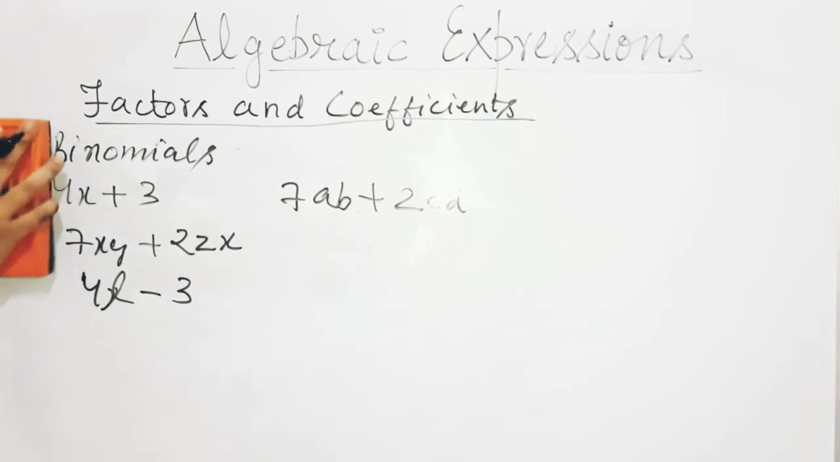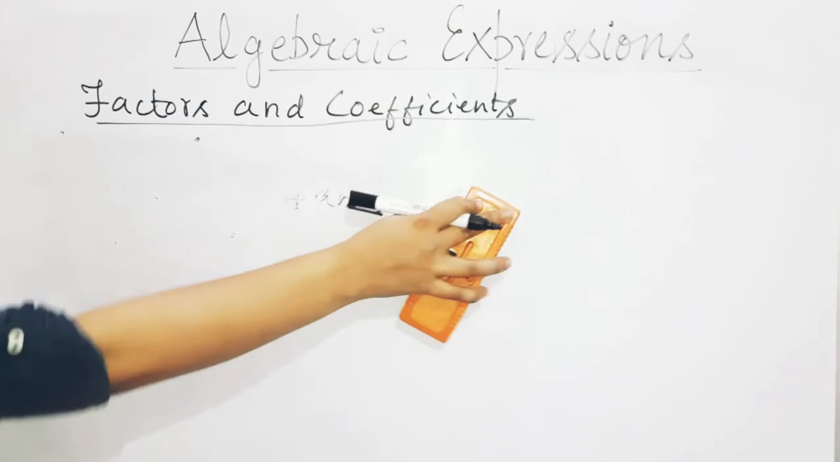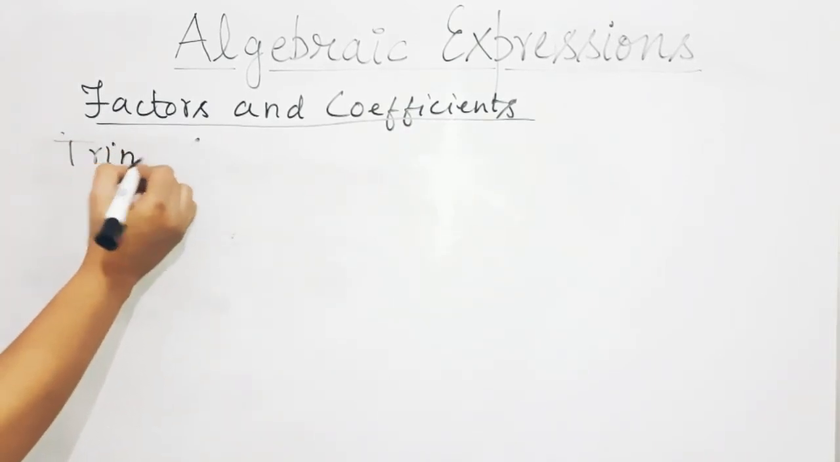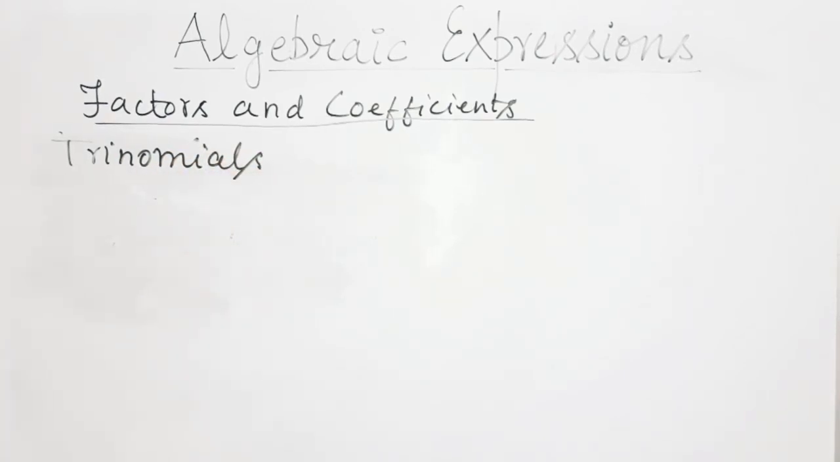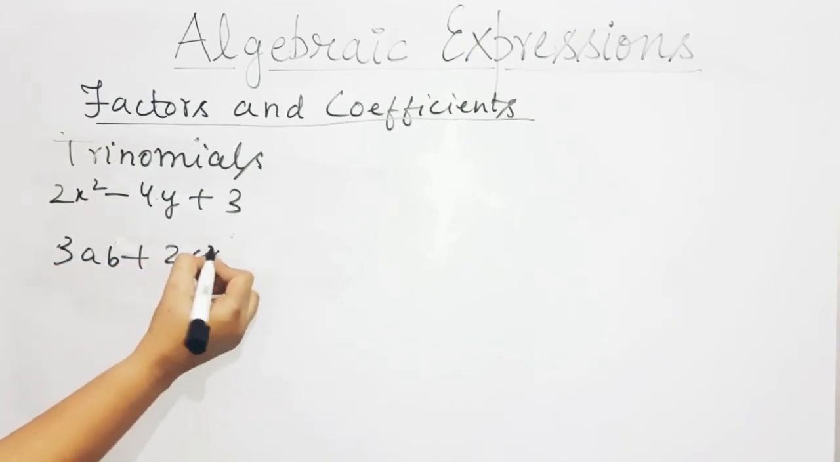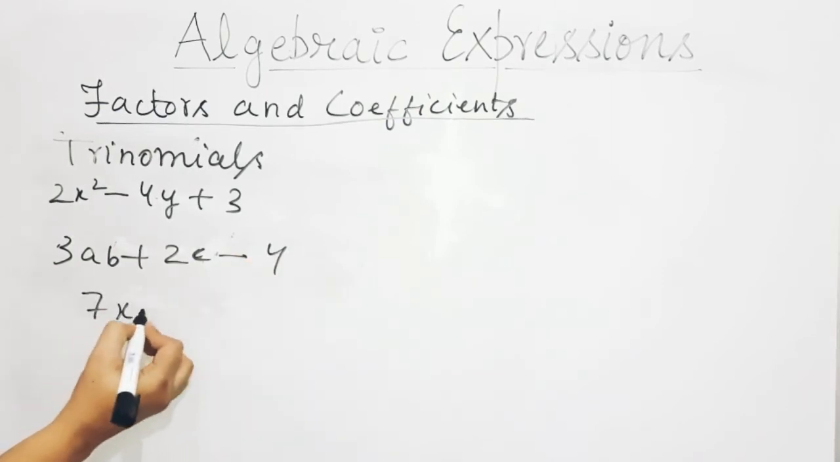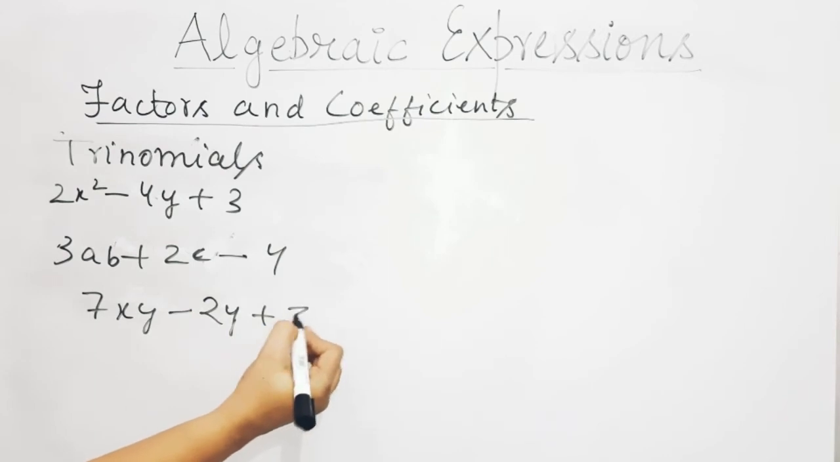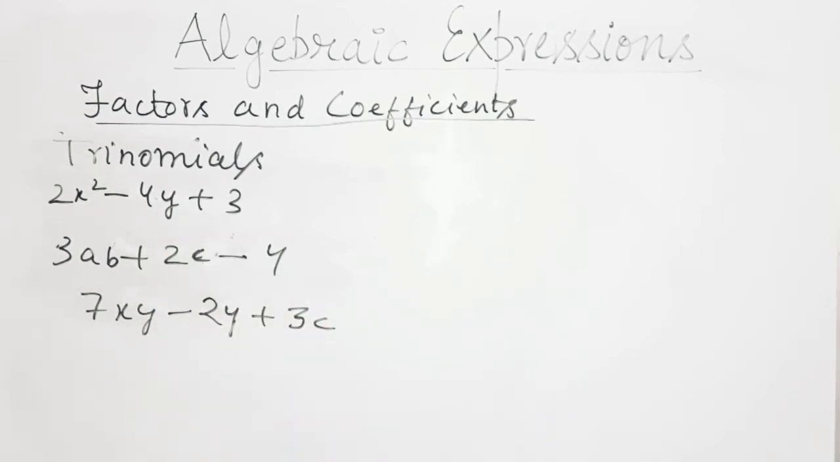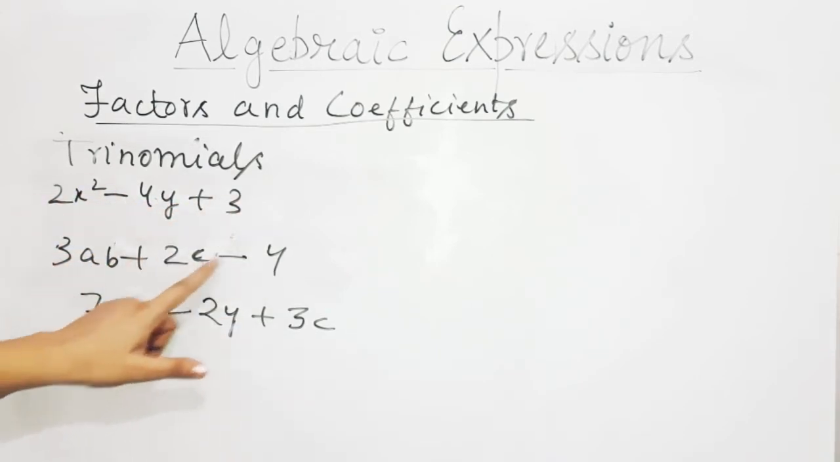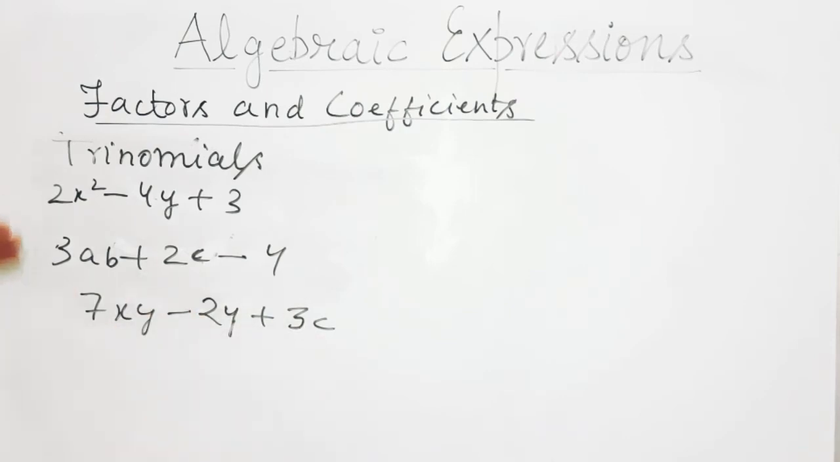Now, explaining you about trinomials. Tri means what? If you know the answer, you can comment down in the comment section. Tri means three, and trinomial is an algebraic expression containing how many terms? Trinomial is an algebraic expression containing three terms. So I can write like this: 2x square minus 4y plus 3, 3ab plus 2c minus 4, 7xy minus 2y plus 3c. So in all the algebraic expressions, as you all can see that how many terms are there? 1, 2, 3, 1, 2, 3, 1, 2, 3. So in total, every algebraic expression is having 3 terms. So these are called trinomials.